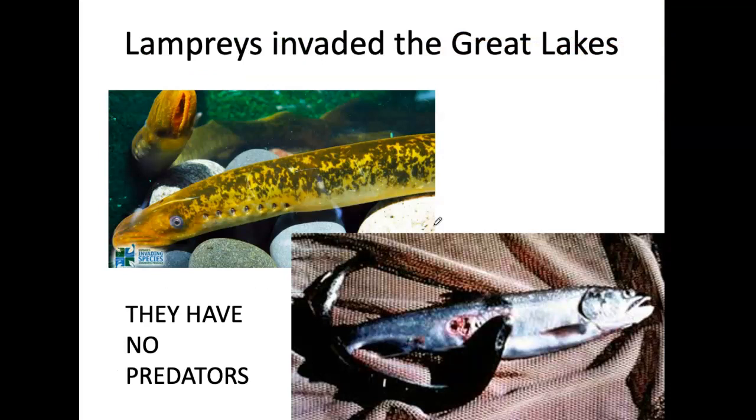Lampreys have been a big problem. They invaded the Great Lakes, and nothing eats them, so they did super well, and they just took over. And they had to have massive efforts to try and remove these from the Great Lakes, because it was sort of clogging up all sorts of things. And ecologically they were messing up the balance of the other organisms that were there.